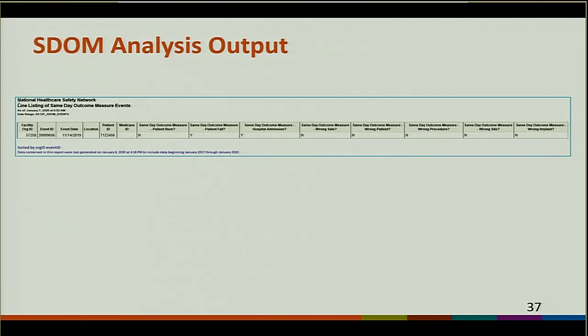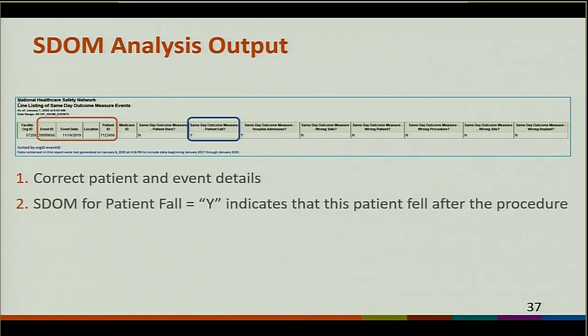Now our output that we should expect to see is just one row, indicating that we're just looking at one patient, Mr. Clark. The first thing we want to look at is to make sure that the correct patient and event details are listed. We can see that we have an event date of November 14th, 2019, which fits the parameters that we set for the time frame to just have Q4 2019 data. In addition, we see that the patient ID is that of Mr. Clark's. The second thing we want to bring our eyes to is the same-day outcome measure for patient fall, which equals Y, which is yes.